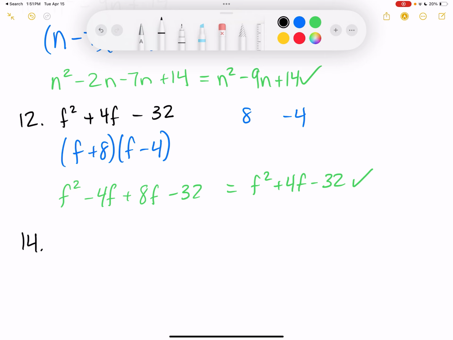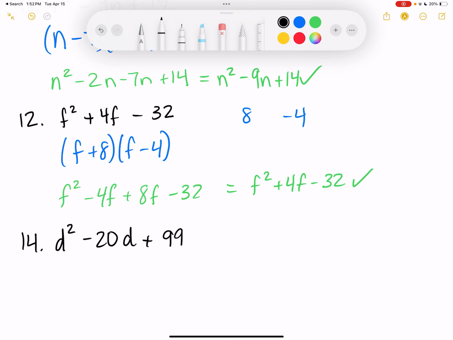As one should. Yeah. D squared minus 20D plus 99. Oh wait, it's actually easy. 99. It's negative 11 and 9. Wait, no, it's negative 11 and negative 9.